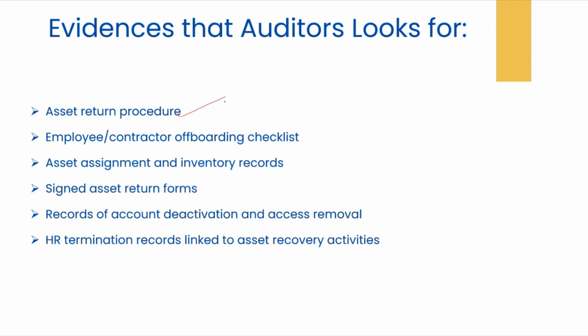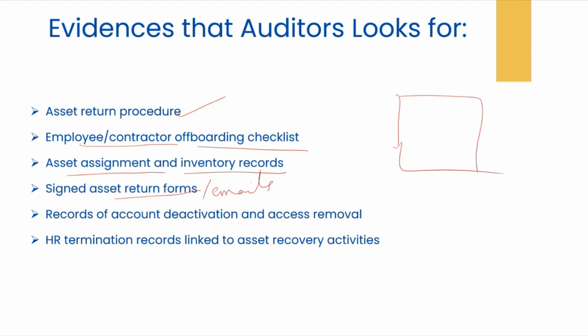What are the evidences that auditors look for? Asset return procedure or policy, employee onboarding checklist, asset assignment, asset inventory records. Whenever the asset was assigned, I told you, right? You can prepare a checklist. That can be an artifact. Signed asset return forms or emails. Back then it was forms, but now it is emails. Or maybe the tool where it says, okay, it has been returned.